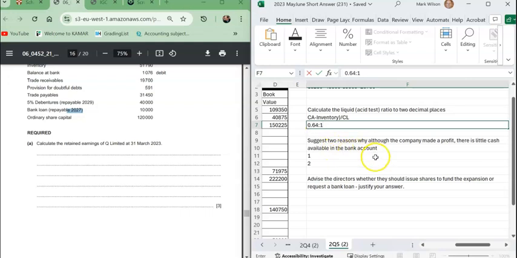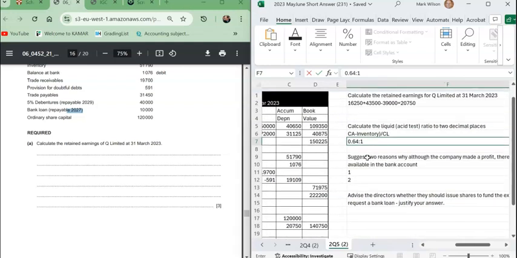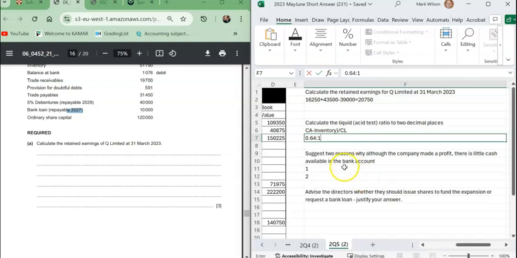The question suggests two reasons why, although the company made a profit, there is little money available in the bank account. It's not necessarily about dividends, because dividends are lower than the profit, so that's not too much of a concern. So we need to find other reasons. How come the bank's low? The bank balance is still 107.6. So there is only a little bit of amount.